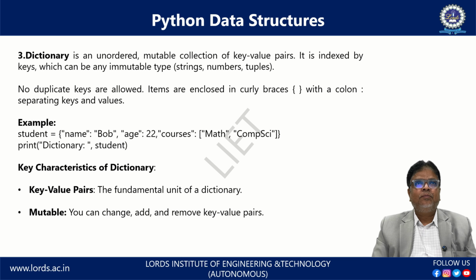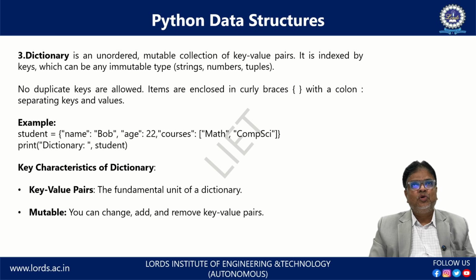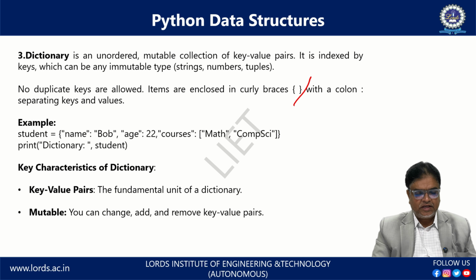The third built-in data type is the dictionary. A dictionary is an unordered, mutable collection of key-value pairs. It is indexed by keys, which must be immutable. These can be strings, numbers, and tuples. No duplicate keys are allowed. Items are enclosed in curly braces like this, with a colon separating the keys and the values.